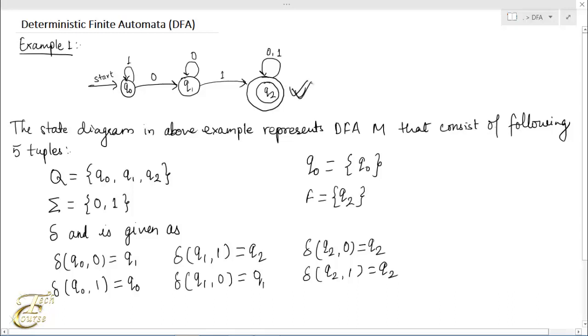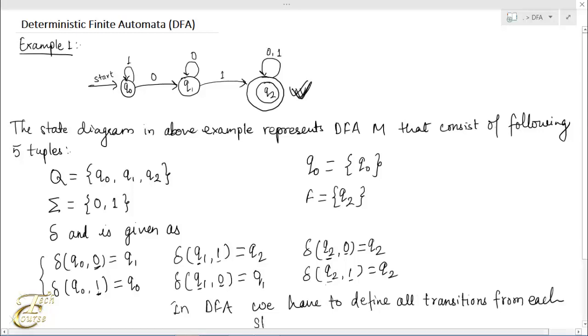Now this is the state diagram of a DFA, since here we define every transition from each state for all input alphabets. That is, we define where to go from state Q0 after receiving 0 and 1. Similarly, we define where to go from state Q1 after receiving 1 and 0. Similarly, we define where to go after receiving 0 and 1 in state Q2. As I told you, in a DFA, we have to define all transitions from each state for all input symbols.